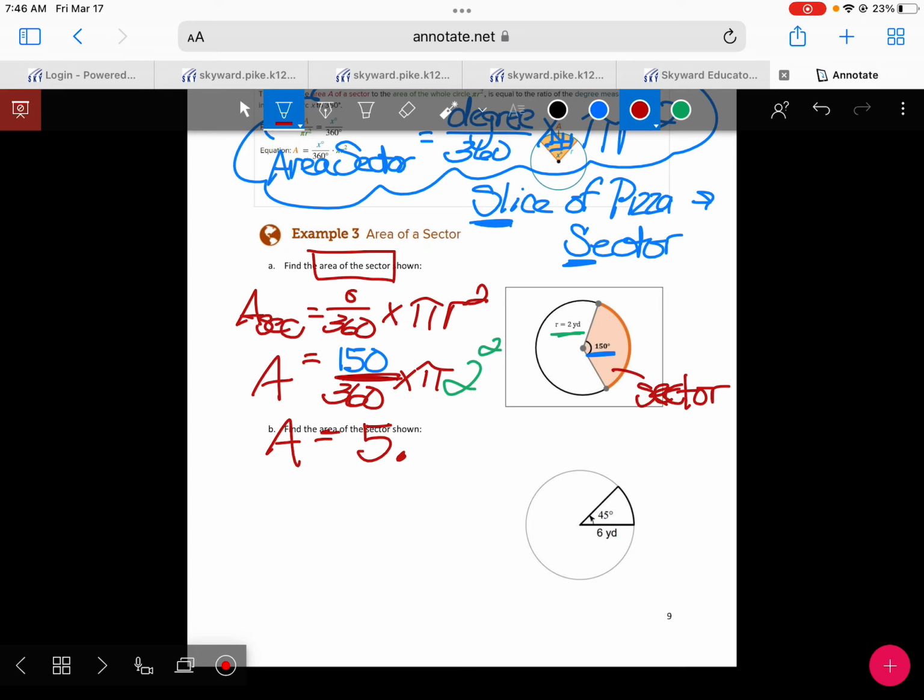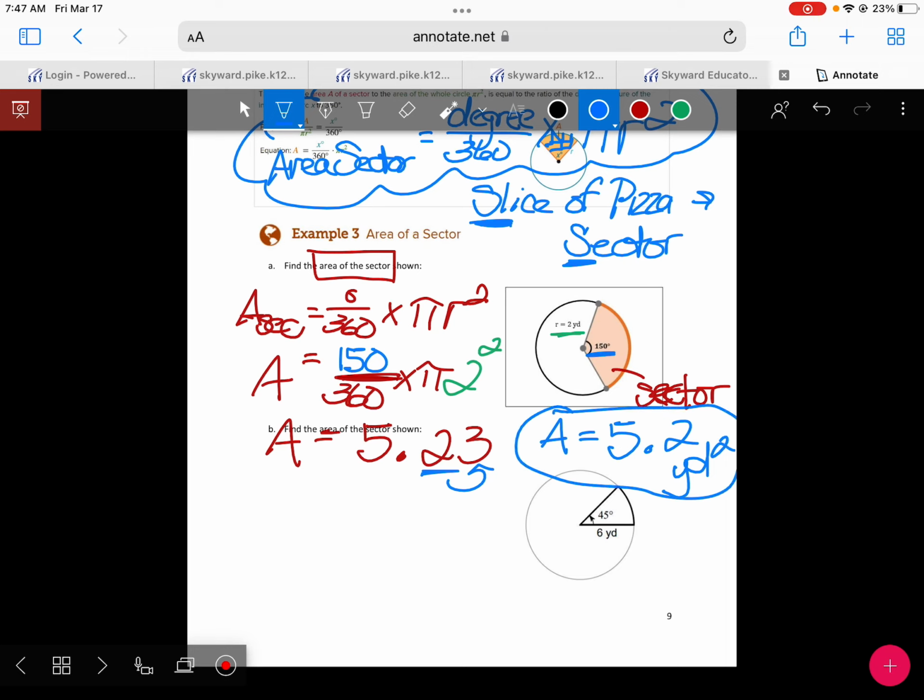Yes, you should have gotten 5.23 something. And we've been doing it to the nearest 10th place. The 2 is in the 10th place. So my area is 5.2. My unit is yards squared. Now, is anybody having trouble getting that 5.23? It's a little tricky on the calculator. If you are, please raise your hand so I can help you. No?